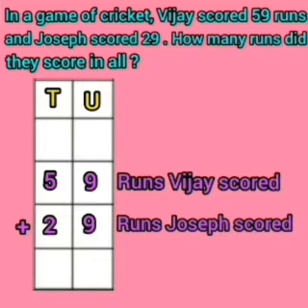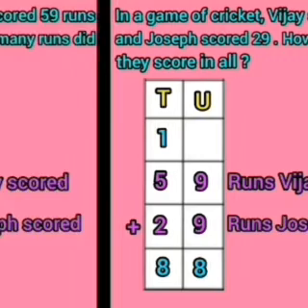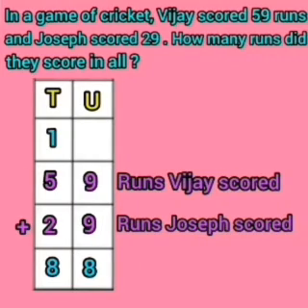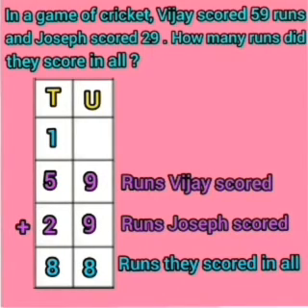9 plus 9 is 18. 8 we will write in the unit place. 1 ten will be carried over to the tens column. 1 ten plus 5 tens plus 2 tens is 8 tens. So 88. 88 runs they scored in all.